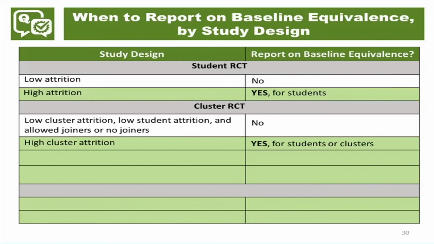And one thing I want to point out is that for cluster assignment studies that have to establish baseline equivalence, they can do so either for the students in the analytic sample or for the clusters in the sample. Either approach is acceptable. It's also necessary to establish baseline equivalence for a cluster RCT if student attrition is high, even if cluster attrition is low.